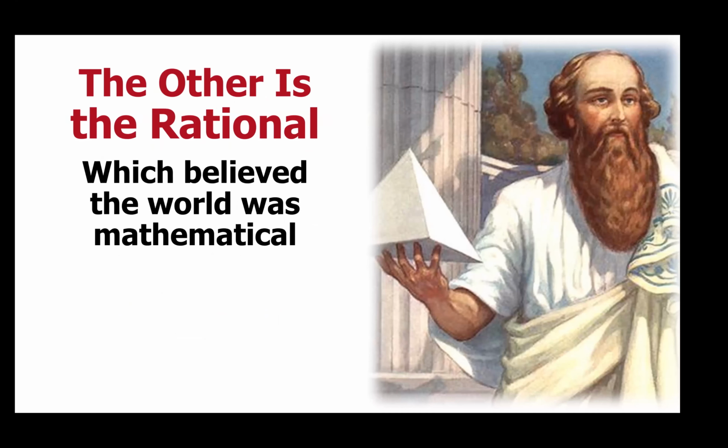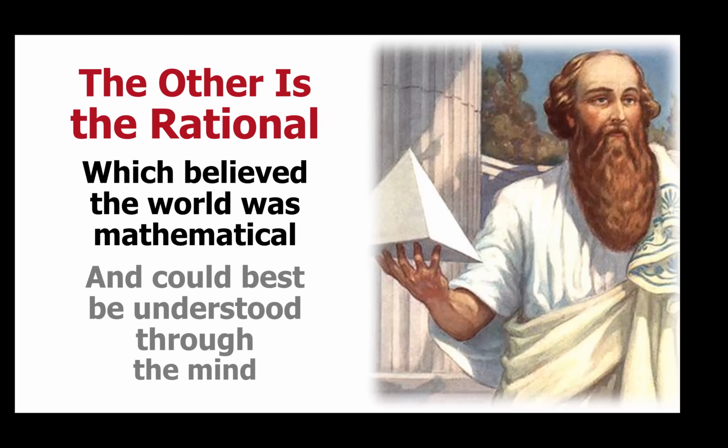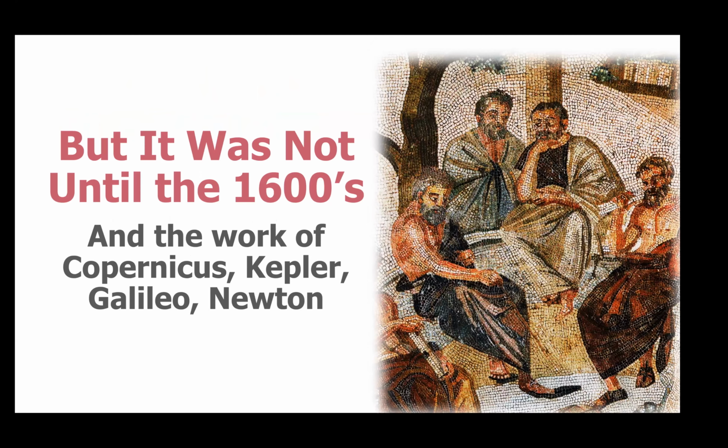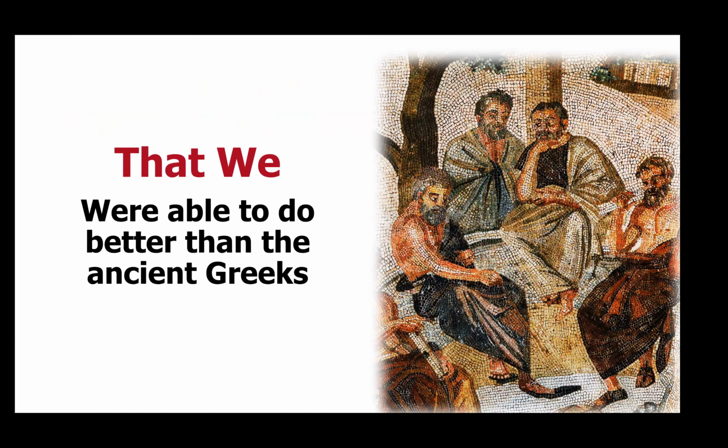The other tradition that comes to us from the Greeks is the rational. They believe that the world is mathematical and could best be understood through the mind, not the senses. This included Pythagoras, Parmenides, Euclid, Zeno, and Plato. So two traditions, both being anchored. But it was not until the 1600s and the work of Copernicus, Kepler, Galileo, Newton, and of course many others, that we were actually able to do better than the ancient Greeks back in the 3rd, 4th, 5th centuries BCE.